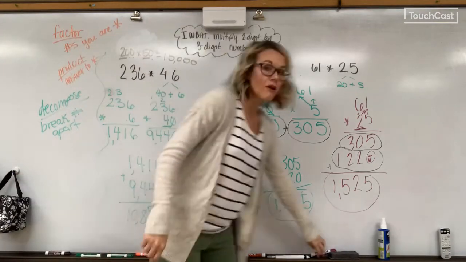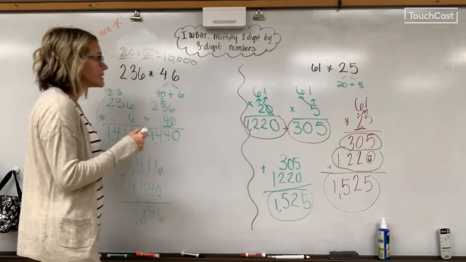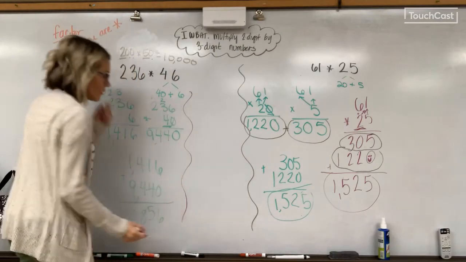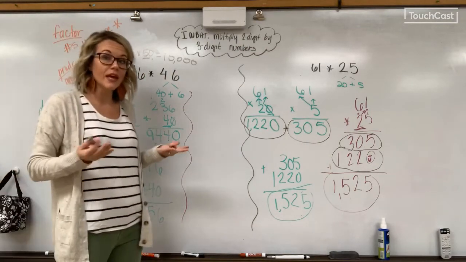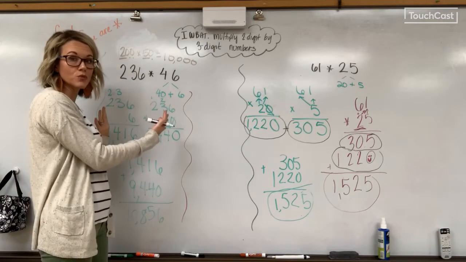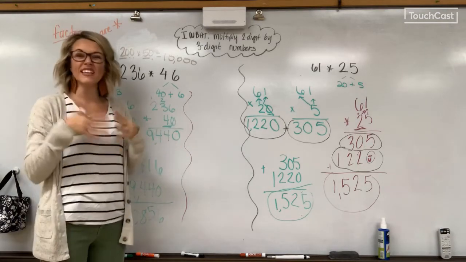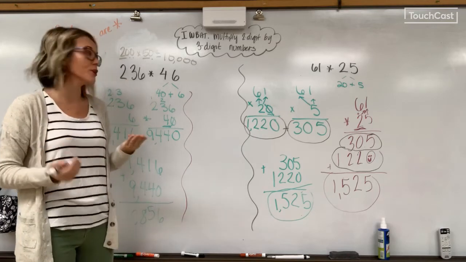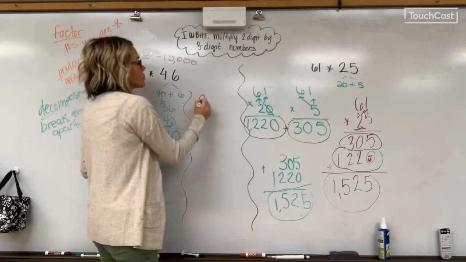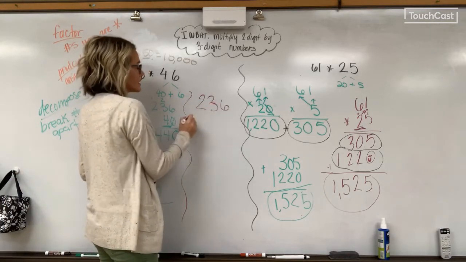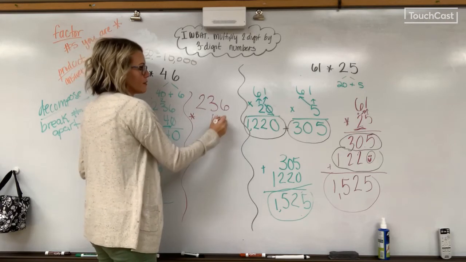All right, so now I'm going to solve it using the standard algorithm. So remember, they're the same thing. One just separates them into two problems and puts them together. One keeps them together. So it's up to you how you want to do it. So I have 236 times 46.